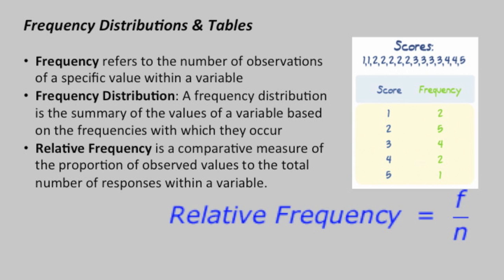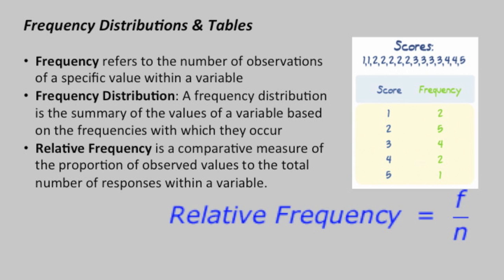Frequency refers to the number of observations of a specific value within a variable. So in this little picture I have here, you see a tally of 1, 1, 2, 2, 2, 2, and 3, 3, 3, 3. Those are frequencies. A frequency distribution is a summary of the values of a variable based on the frequencies with which they occur. So in this picture, where it says score, that's the coding 1, 2, 3, 4, 5 in order. Then the right-hand side is the distribution.